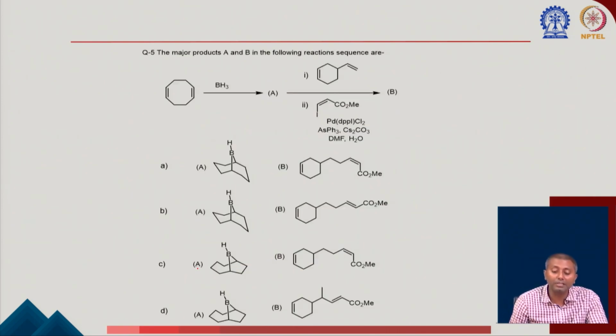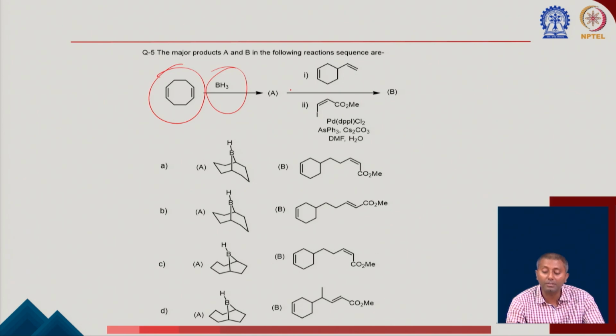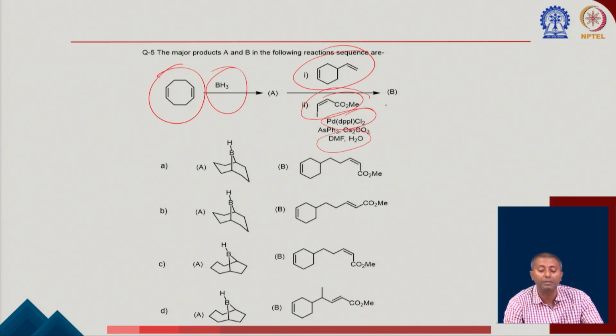So here the first thing is they are asking that if you have a cyclopentadiene, if you use BH3, what will be the product? And now if you treat with these particular compounds, what will be your product? And so there are 3 different transformations, and then at the end they are giving you this vinyl iodide with palladium catalyst and cesium carbonate, DMF water. What will be product B? So let's find out what is the product A.